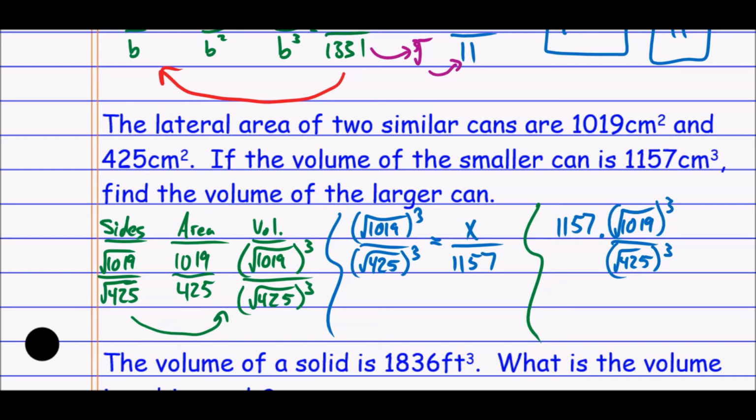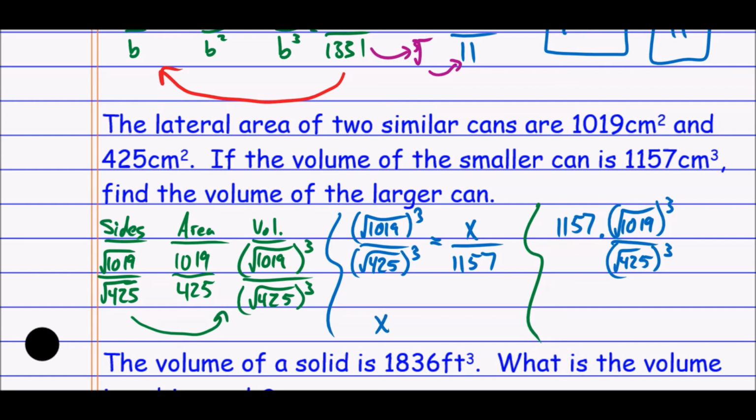Different teachers will maybe have you round this off to do the scale factor for the volume. But either way, it's going to work out just fine, okay? So let's see here. The square root of 1019, and then raise that to the third power, times the 1157, and then divided by, and I'm just punching this into my calculator. I like to punch it into my calculator in kind of chunks here. Makes me feel more comfortable. And when it's all said and done, I've got it punched in.